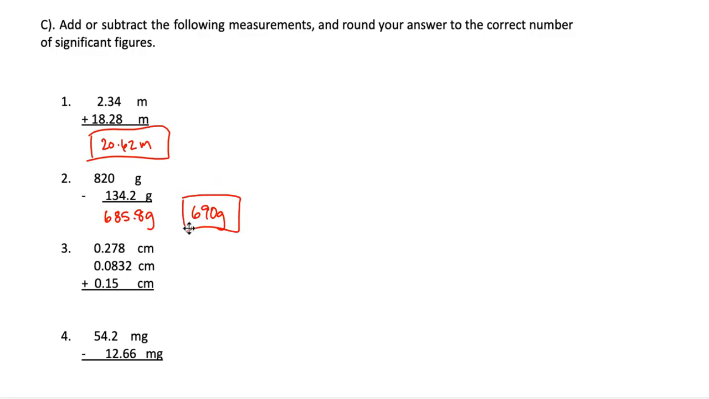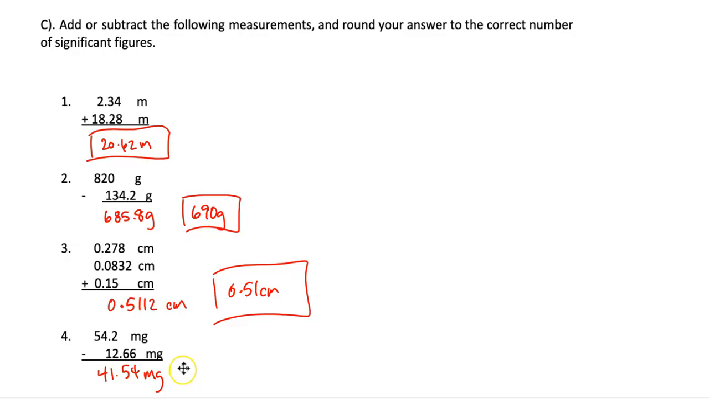For number 3, we're going to take those 3 numbers and add them together. Your magic box is going to poop out 0.5112, and this is going to be centimeters. Well, 3 decimal places, 4 decimal places, 2 decimal places, we're limited to 2, so 0.51 centimeters. And lastly on this one, we're subtracting, put these in my calculator, 41.54 milligrams. Well, 1 decimal place, 2 decimal places, we're limited to 1 decimal place, 41.5 milligrams.